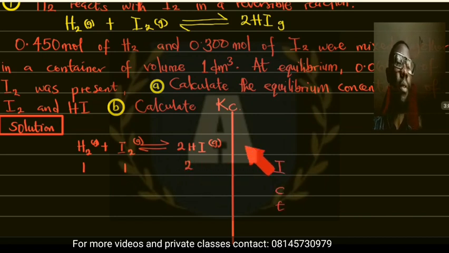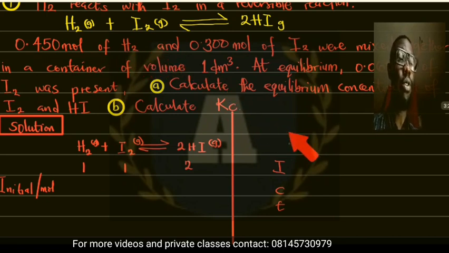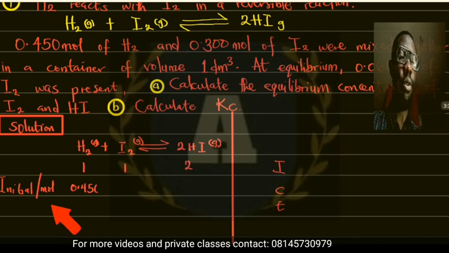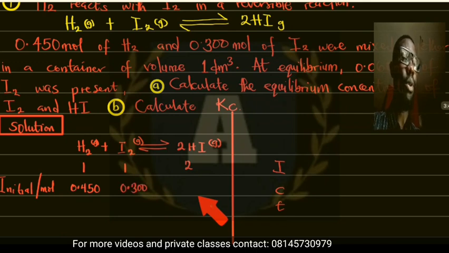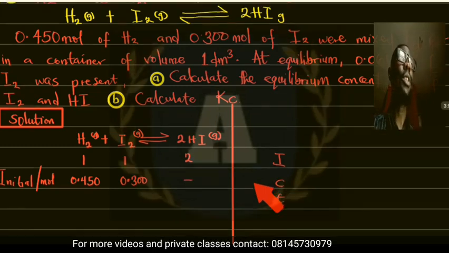So now, firstly, we write the initial mole. Initial, the unit is mole. The initial mole given in the question is 0.45 mole of hydrogen, so under hydrogen we write 0.45 in mole. 0.450 is accepted. Now the initial mole for iodine is 0.300. We are not given the initial mole for hydrogen iodide, so we can write that as dash or 0.